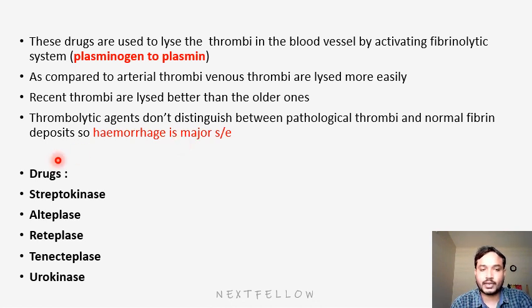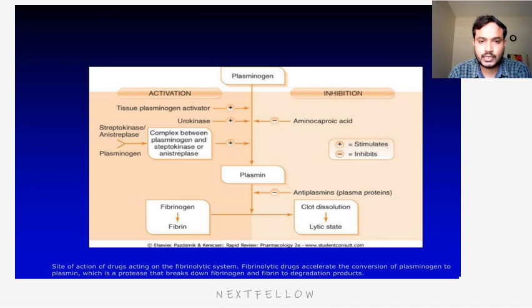So what are the drugs we have in this group? Streptokinase, alteplase, reteplase, tenecteplase, urokinase. These are all drugs I already discussed in MI. When discussing the CVS system, in MI we already discussed all these drugs and their uses. That's why here we will just observe the mechanism of action and their uses. Next we will see the mechanism of action of fibrinolytic drugs.